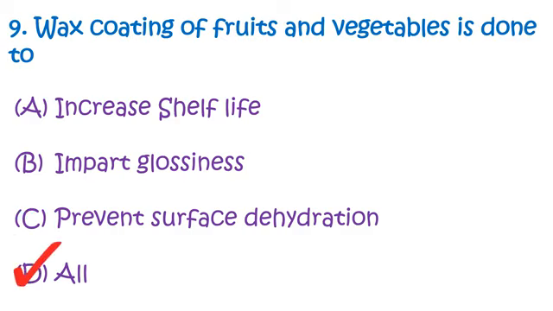So wax coating of fruits and vegetables is a very convenient method where the wax coating seals the tiny pores on the surface of the fruits and vegetables. It prevents the dehydration and the weight loss in fruit. It also prevents the surface injuries and gives glossiness to the fruit. It also preserves the color and appearance and also gives the firmness. So our option is all of the above.